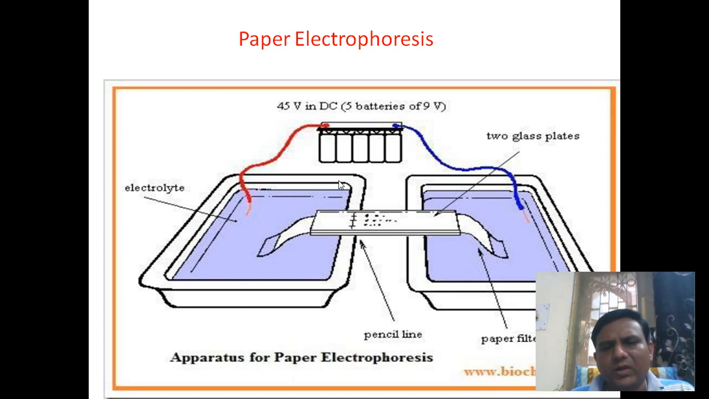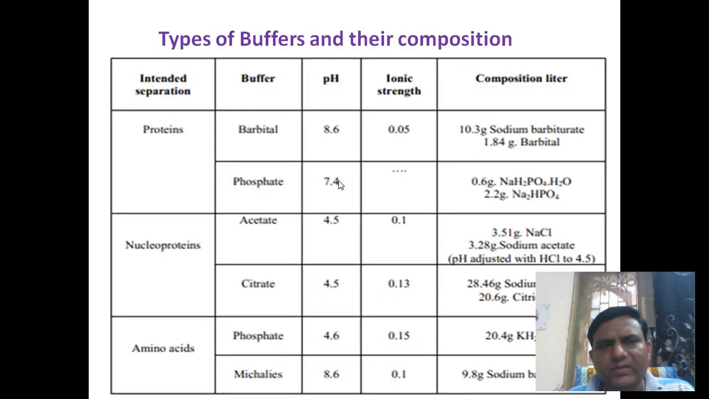Different molecules migrate toward the opposite electrode with different speeds, and in this way your sample mixture is separated into different bands, but these bands cannot be visualized, or we cannot see them with the naked eye. So for that purpose we require different types of visualization methods. Before discussing the different types of visualization methods, I would like to explain the different types of buffer and their composition utilized for paper electrophoresis.